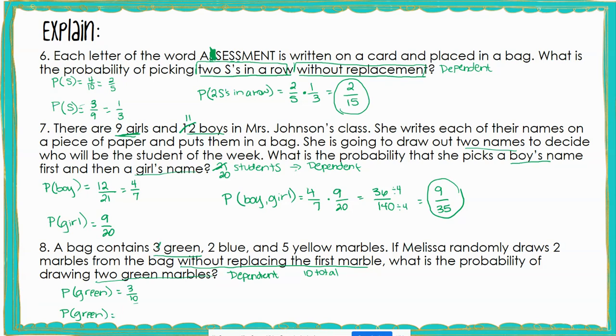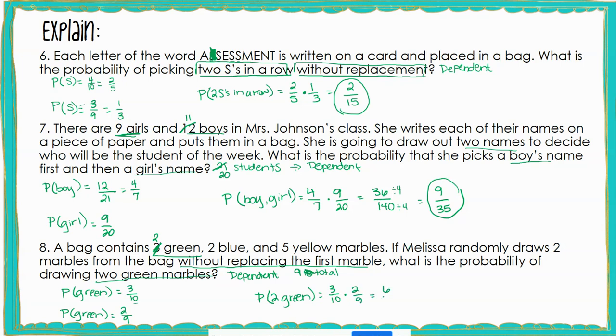Well, if we take this one out of the bag, then there are no longer 3 green. Now there are only 2 green left in the bag. Also, because we took that out of the bag, there are no longer 10 total. Now there are only 9 total. So the probability of the second green is that there are 2 green left out of 9 total in the bag. So the probability of 2 green in a row is going to be 3/10 times 2/9.